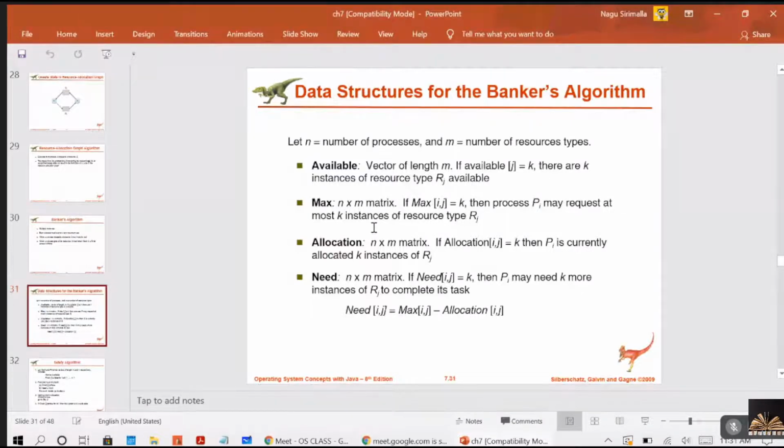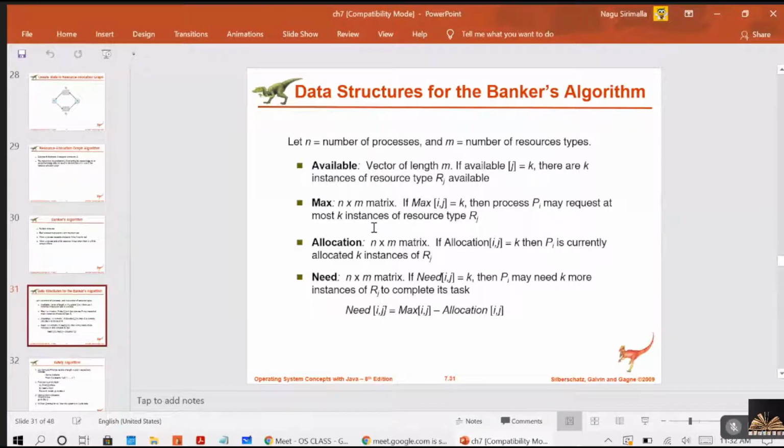That is, if it is giving the loan to one person, it should make way to all the other customers. But here it is not like that. We have to allocate the resources to the processes in such a way that it should satisfy all the process requests, right? So here again in the Banker's algorithm, we will be using two algorithms: the safety algorithm and the resource request algorithm.